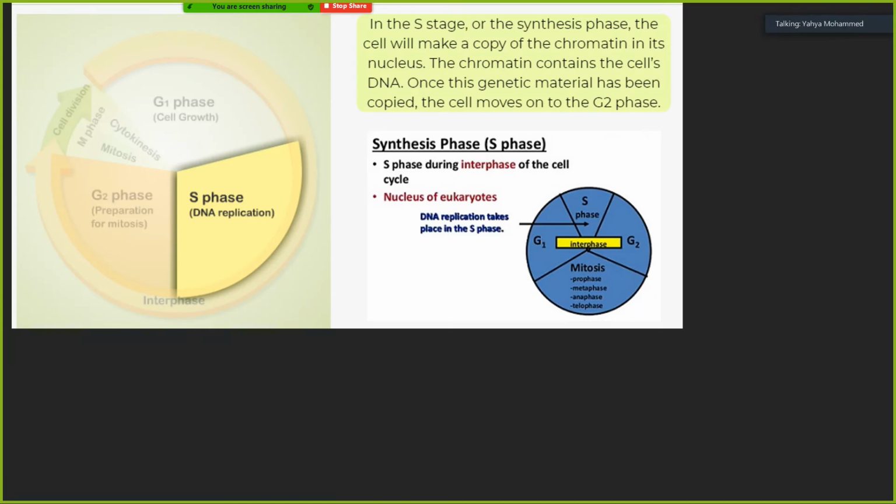Yusuf, what do you think? Basically the DNA is going to be used to make more cells. All right, Freya, what do you think? Why is DNA replication important here? Why do we need to double and copy the DNA in a cell?